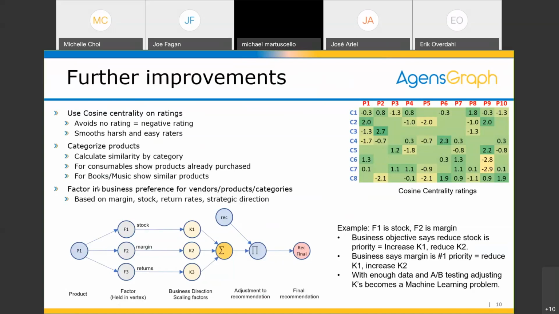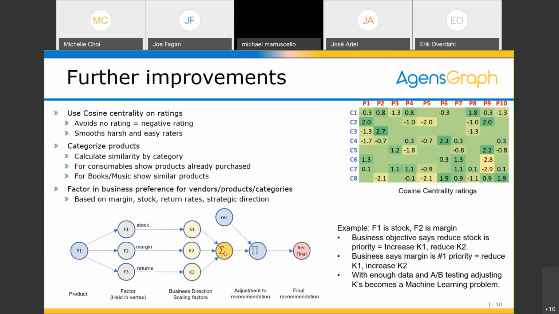Okay, the other thing I would do is factor in business preferences for vendors, products, and categories, maybe based on margin, stock returns, strategic direction, whatever. So for each product, for instance, I would have a handful of factors like how much stock we have, what margin do we make, and what's the returns rate like on the product. This is stuff that might not be visible to the customer and certainly not visible to the recommendation engine. And then I would say, okay, what are my scaling factors? How important are these factors to my business? And these would be the business decision scaling factors.